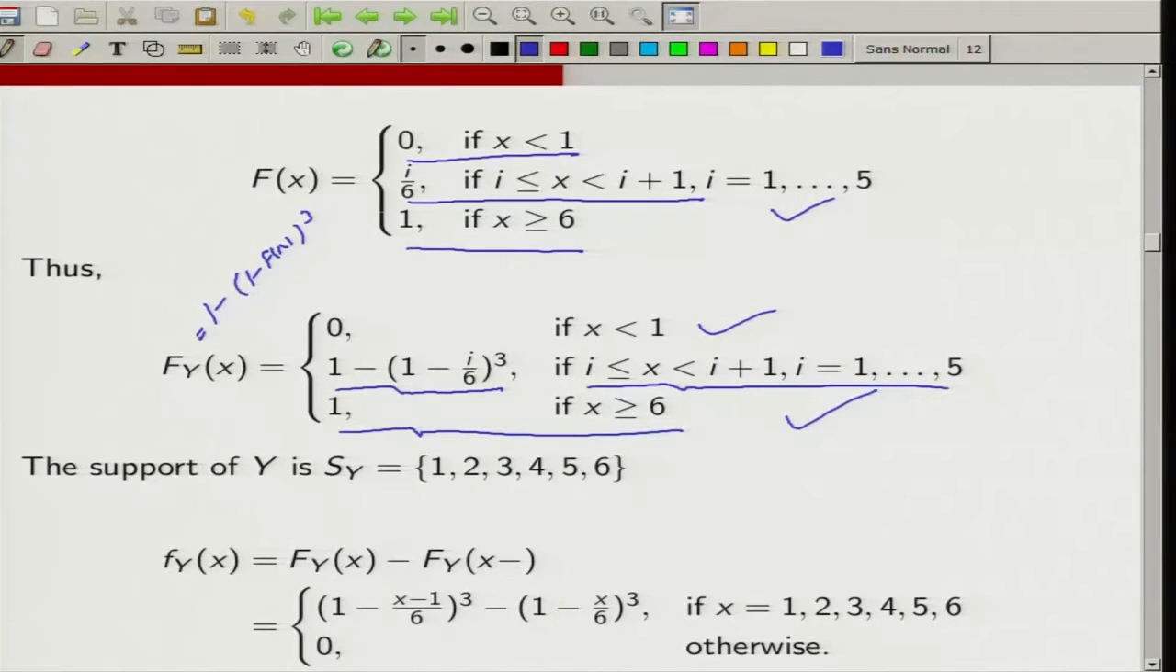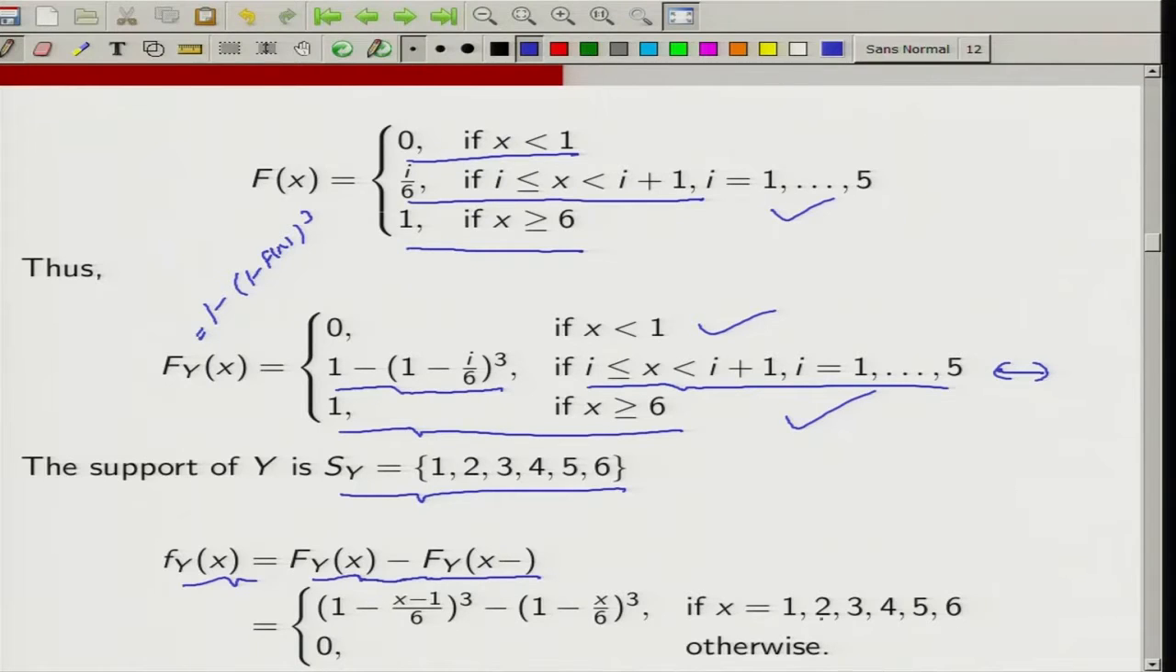So, clearly this is a step function. It has jumps at the points 1, 2, 3, 4, 5, 6. So, that means Y is of discrete type and its support is 1, 2, 3, 4, 5, 6. And what is the PMF? The probability mass function at point x is F_Y(x) minus F_Y(x minus).